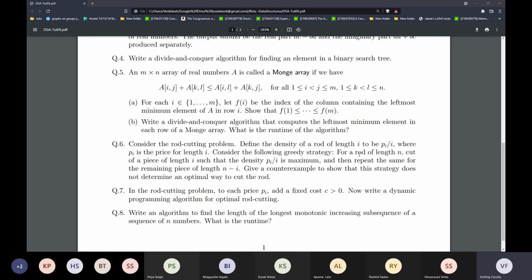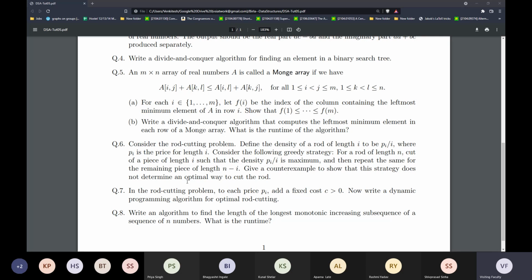So here is another problem. This is just a small variant of the rod cutting problem that we have already seen. So let's do question number 6. Consider the rod cutting problem. Now, instead of just looking at the length i and the price p_i, we also consider this quantity called the density. For a piece of length i with price p_i, we call the density the ratio p_i by i.